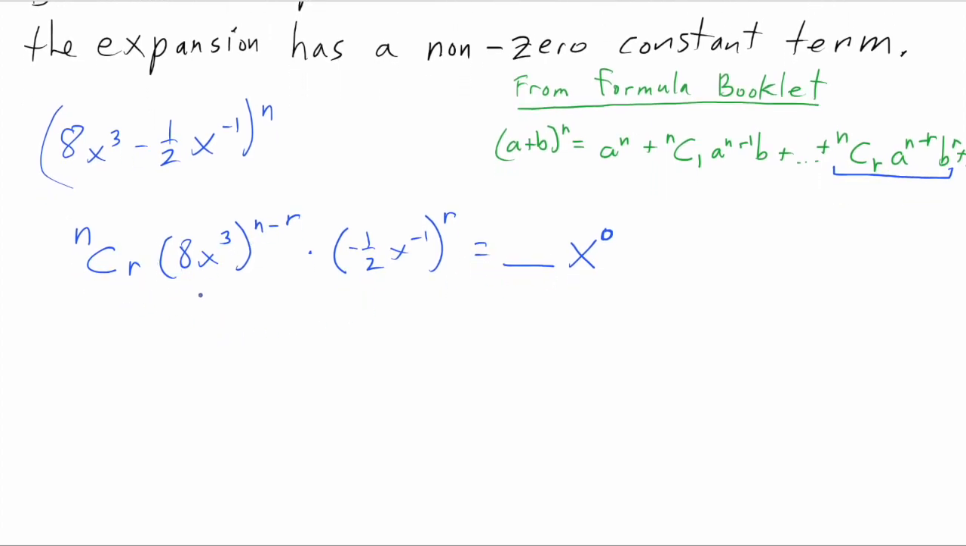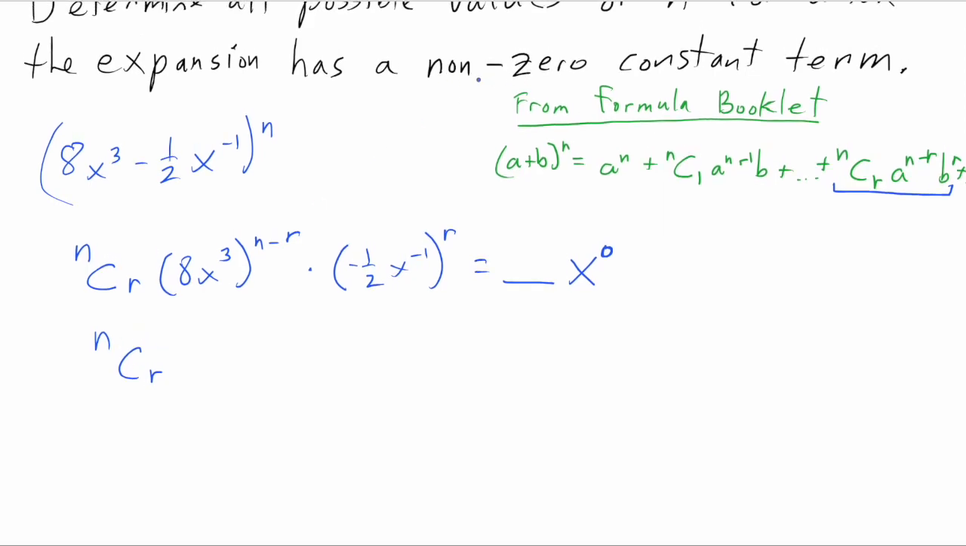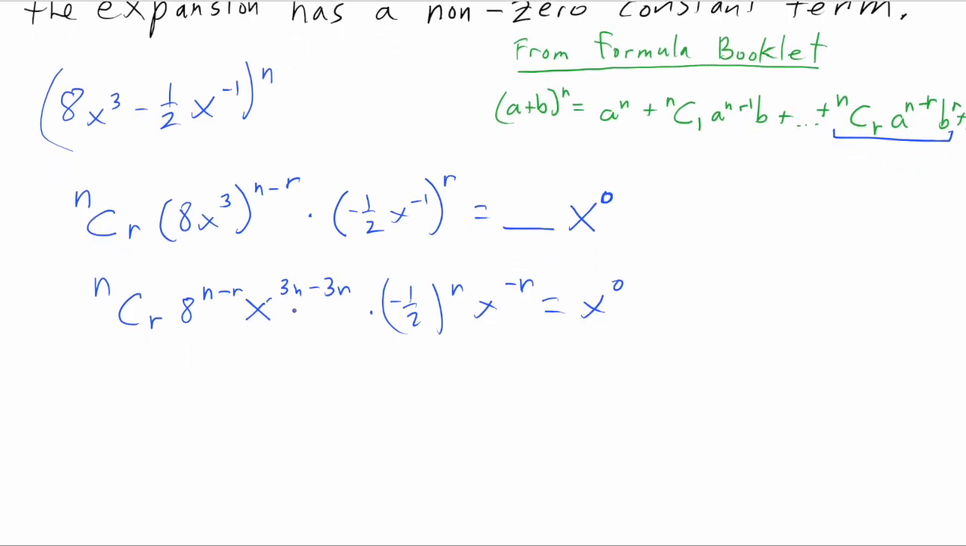Let's expand this here. We're going to have nCr. That's never going to be 0. So we're looking for the non-zero constant term. Let's just take a look at what happens when we expand this. 8 to the n minus r, x to the power of 3n minus 3r. And we don't really need to care about the coefficient part actually. We just need to analyze the exponents here, okay?